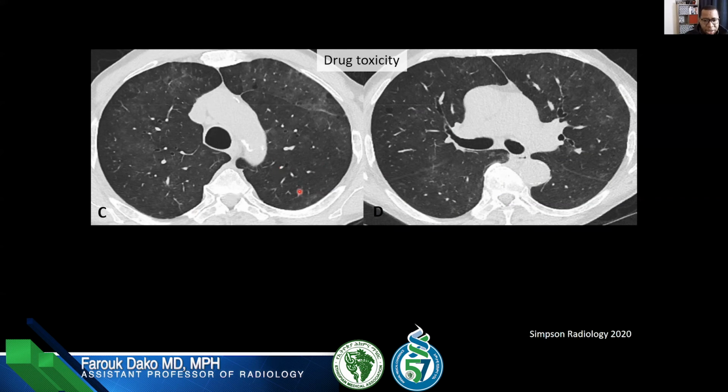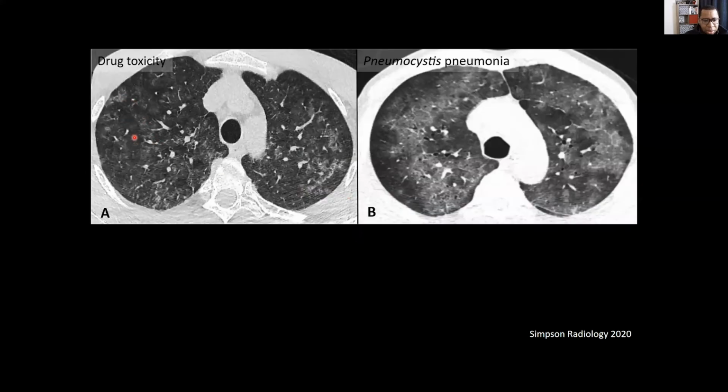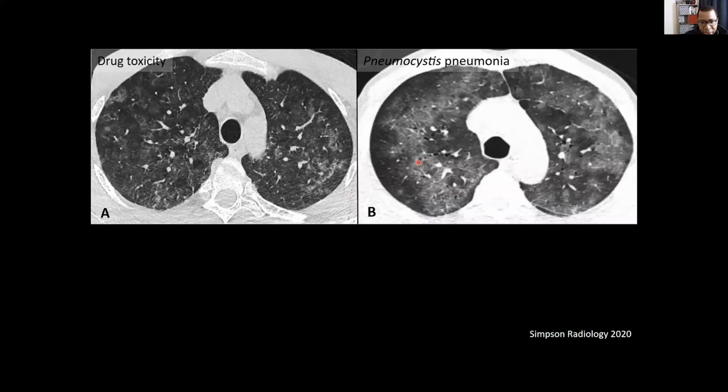So it's the cases of drug toxicity, right? You see some ground glass opacities, again, more extensive drug toxicities. These cases could represent COVID-19 pneumonia. So the history is important, okay? Pneumocystis pneumonia, we still see that a lot with immunocompromised patients, right? Again, ground glass opacities, not typical for COVID-19 pneumonia. They're indeterminate. They could be seen with COVID-19 pneumonia as well.